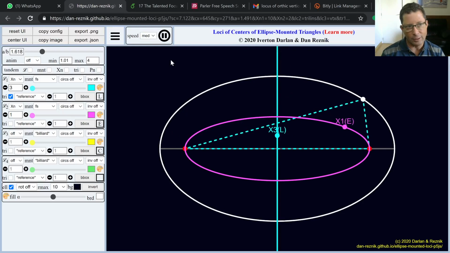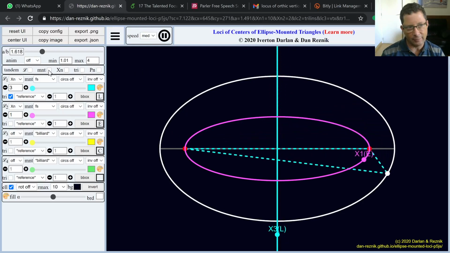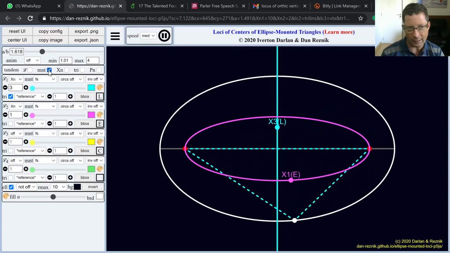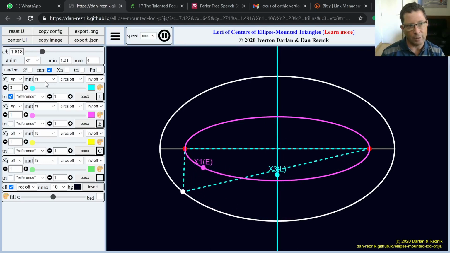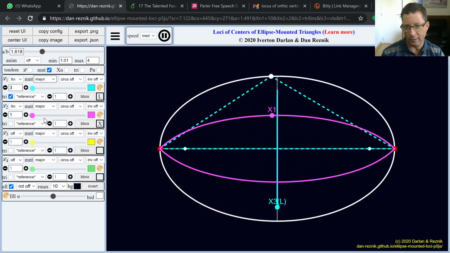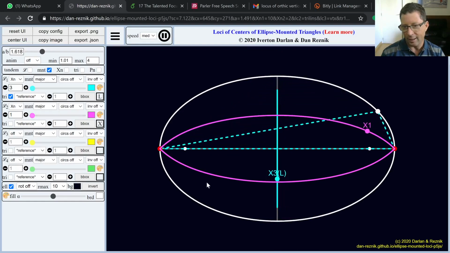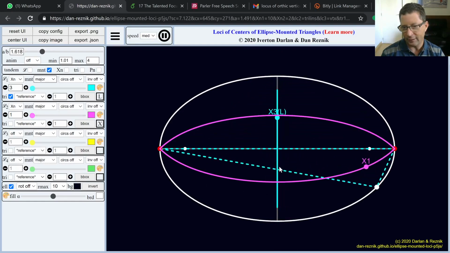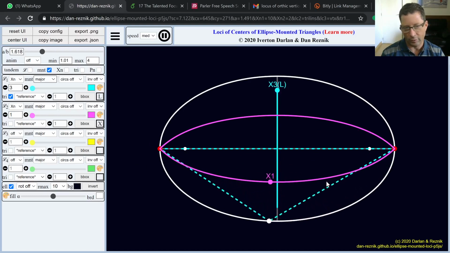Okay, and I can actually select this tandem setting here. I'm just going to check the mount tandem setting. So if I change the mount now from focus to go back to major, both of them are going to change simultaneously. So I go back to that other case. Now the locus of x3 is finite, and the locus of x1 is no longer an ellipse.